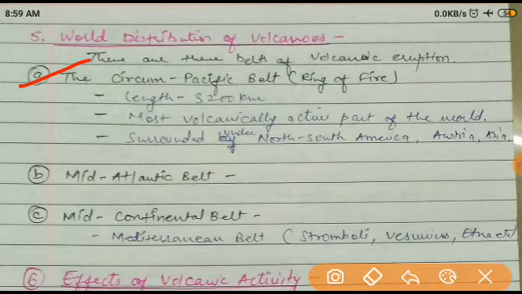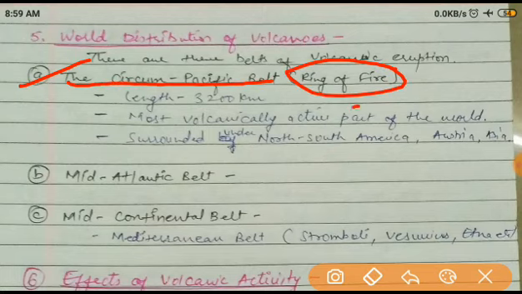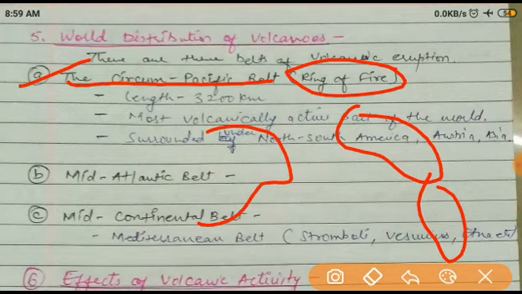First one is the circum-Pacific belt. Circum-Pacific is also called the ring of fire. I already explained this. This is North America, this is South America, here is Asia, here is Australia.